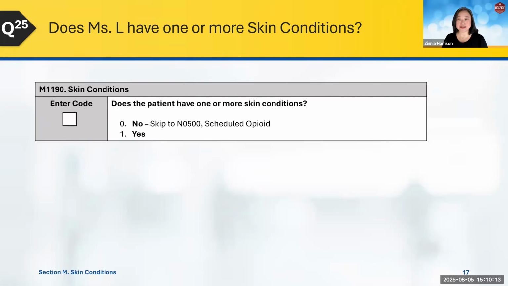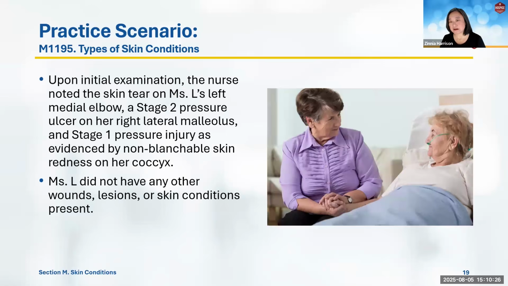Okay, I think we can close this poll. Everybody got this one right. The correct response is 1, yes, because she said she had a skin tear and a small ulcer on her ankle. Okay, let's just build on the scenario.